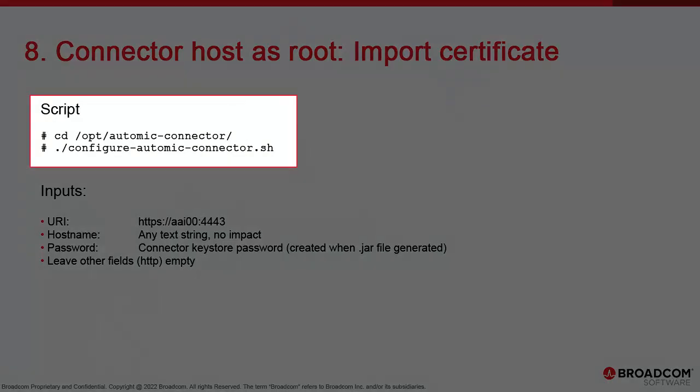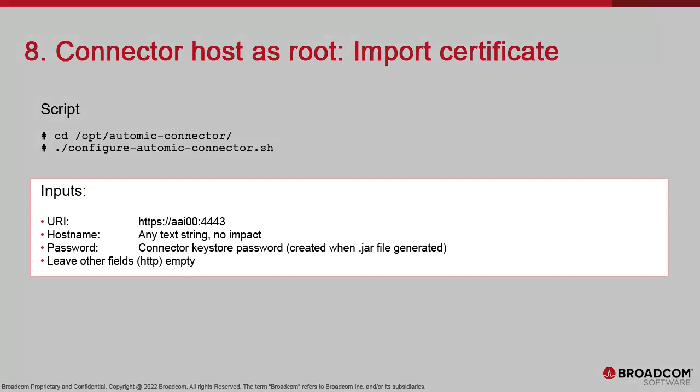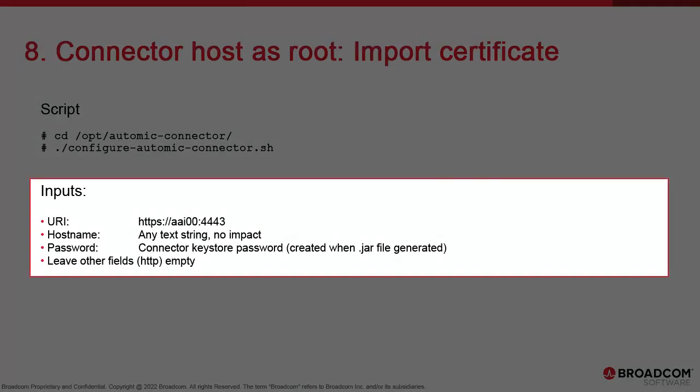We position ourselves in the main connector directory as root and execute the configure-atomic-connector.sh. There are several inputs. The URI for the AAI server. It should be HTTPS, the host name, and the 4443 port, which is found in standalone.xml on the AAI host. A hostname. The hostname can be any string. It does not affect connectivity. We recommend using the connector hostname since this is added to configuration files in the database for information purposes.